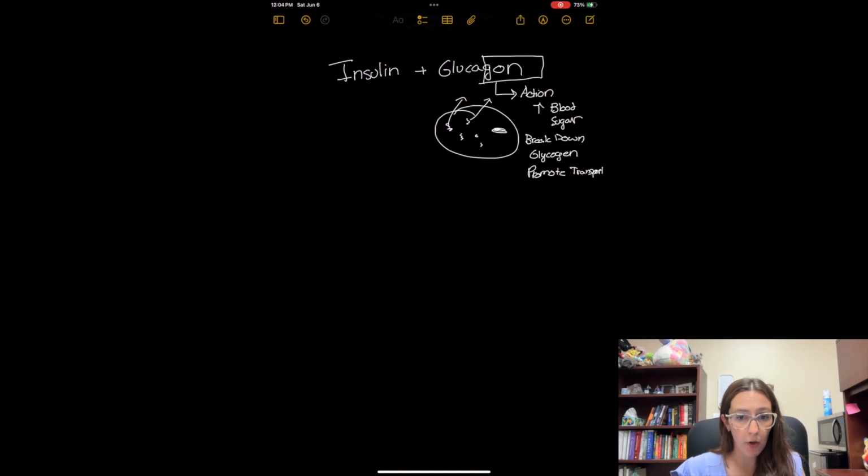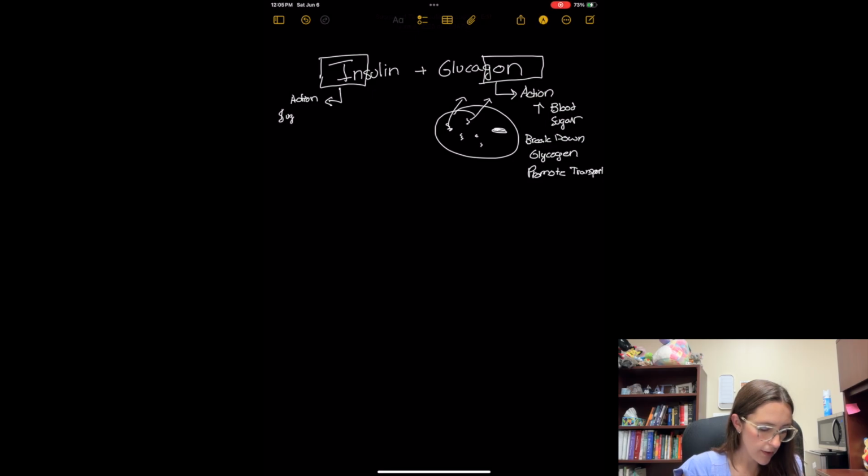Insulin is a little bit more complicated, at least for what we're going to cover today. So insulin, right, I think of it as insulin. So the action is going to be bringing sugar in and decreasing our blood sugar. Okay, so we've got my cell, okay, and the sugar is going into the cell.